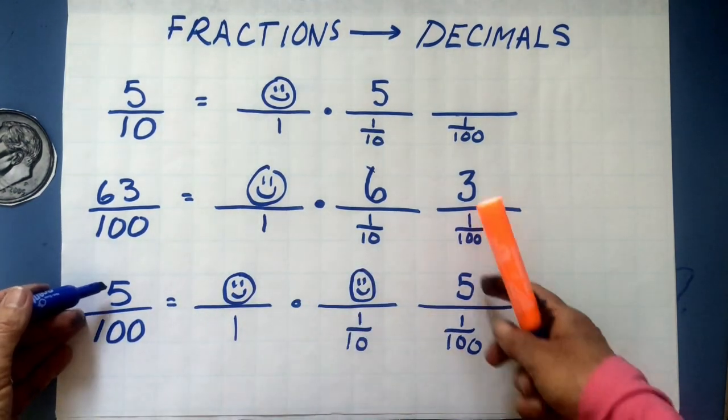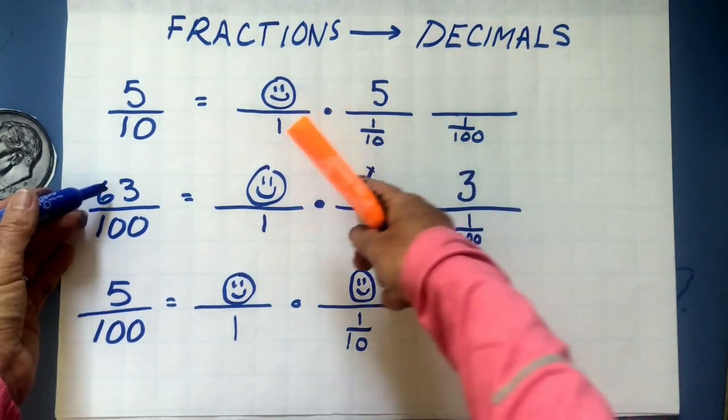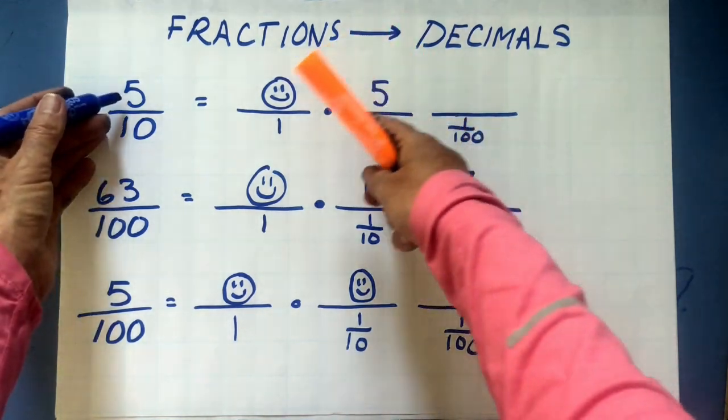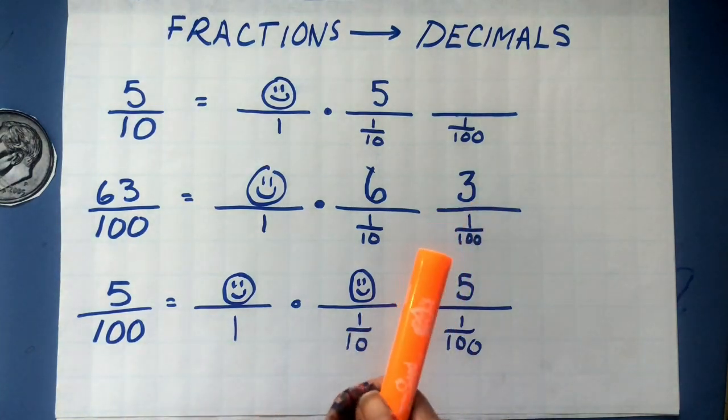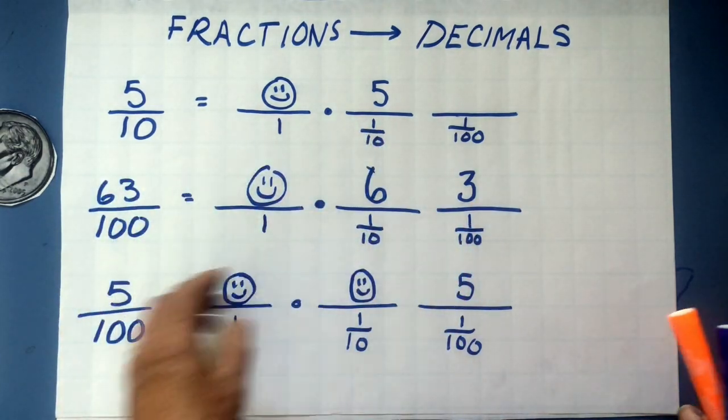And look, 5 hundredths, 63 hundredths, 5/10. If you say them, they sound the same. They're just written in a different form.